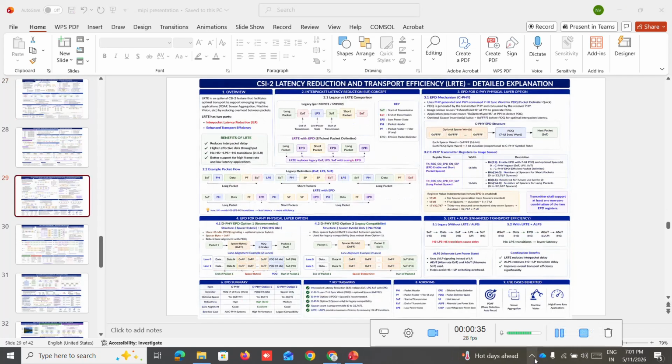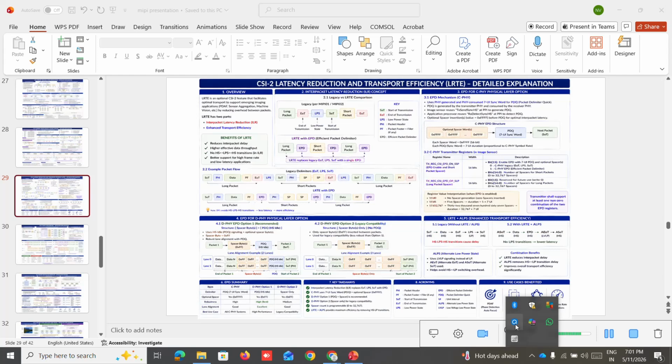Now today we will discuss LRTE, link latency reduction and transport efficiency. So what is that? Latency reduction and transport efficiency, how are we calculating it?